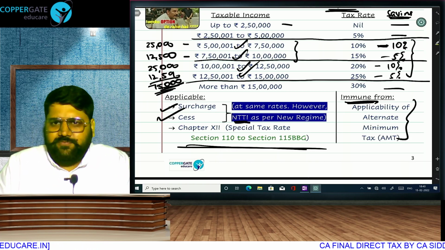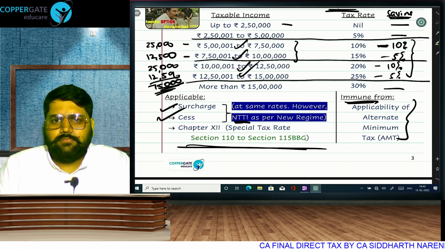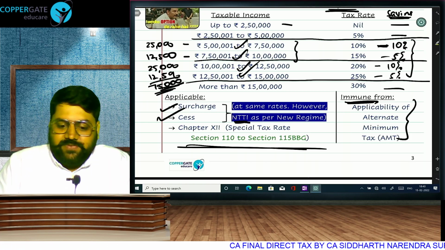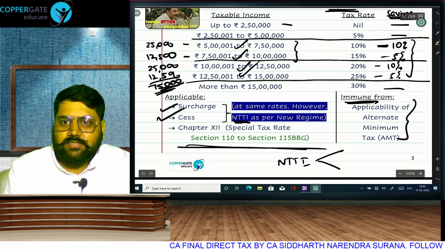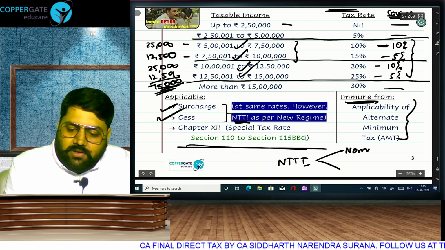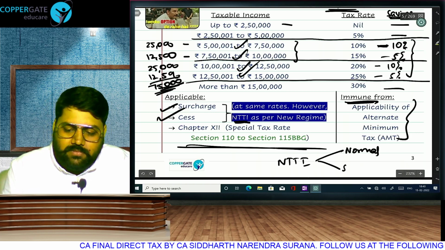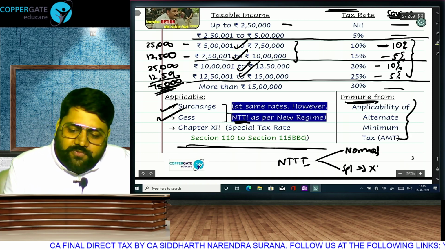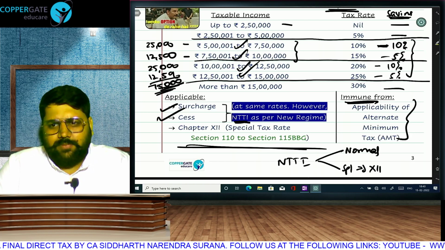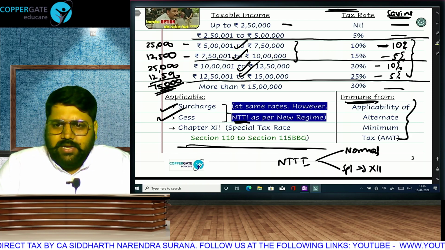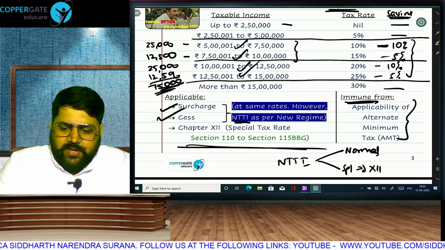Any assessee opting for new regime, special rates will apply. What we will be doing is, net taxable total income will be split into 2 parts. Normal income will be at normal rates, and special income. Special income will always be taxed at chapter 12 rates, whether it is your long term capital gain, short term capital gain, any of this. Special income will always be taxable at special rates.